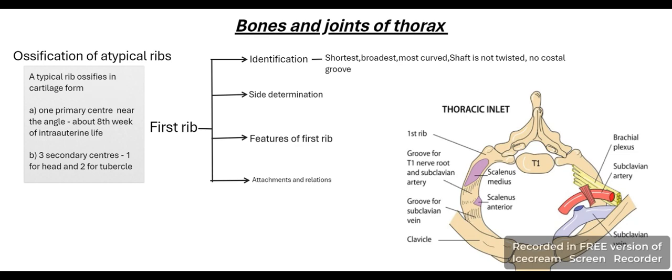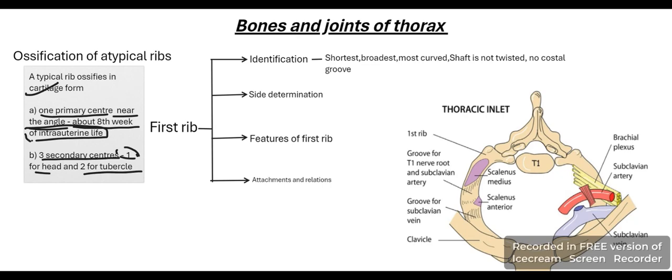The atypical rib ossifies in cartilage form. There are two kinds of centers, one primary and three secondary centers. The primary center is near the angle, and this ossification takes place at about the 8th week of intrauterine life. The three secondary centers are one for the head and two for the tubercles.